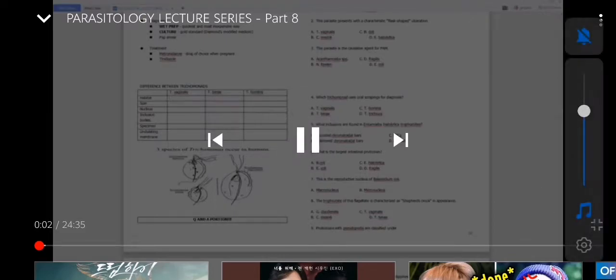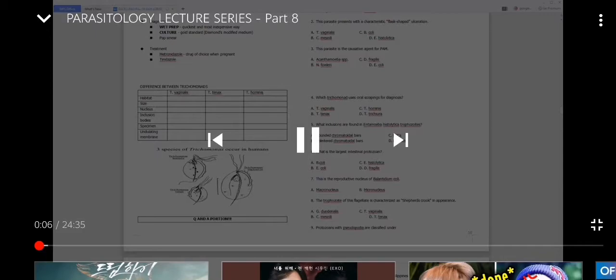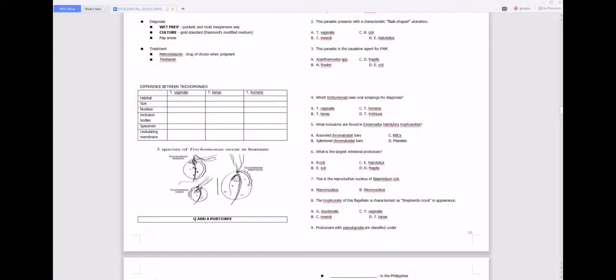So after we have learned the characteristics of Trichomonas vaginalis, which is the only pathogenic trichomonad, let us know the difference between the three Trichomonas species. The three species are Trichomonas vaginalis, Trichomonas tenax, and Trichomonas hominis. Let us differentiate the three of them with regards to their habitat, size, nucleus, undulating membrane, inclusion bodies, and the specimen used. First, the habitat.